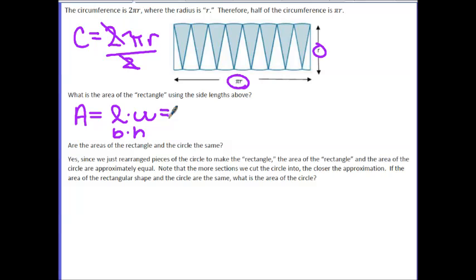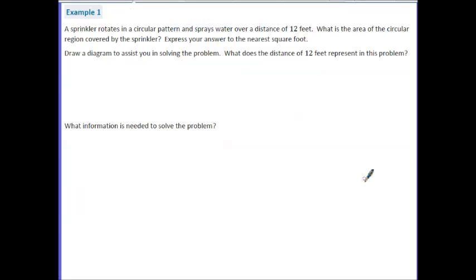It depends on how you like to look at it. So here we have length is pi r times the width, which is r. And we know that r times r can be simplified by writing it as r squared. So this is where we get the formula pi r squared. And this formula for the area of a circle can also be found on your reference sheet, but I wanted to give you an idea of where this formula actually comes from. So let's take a look at example 1.